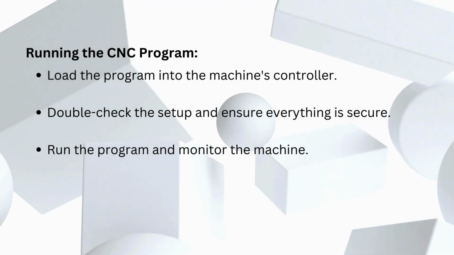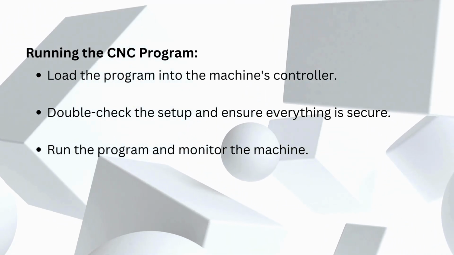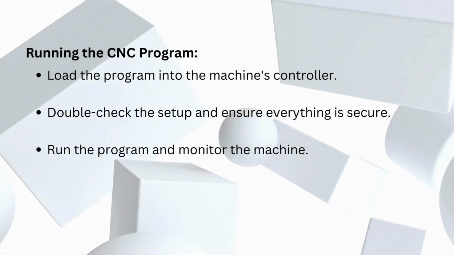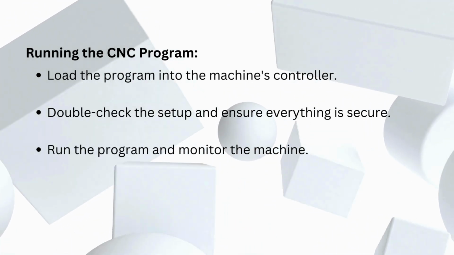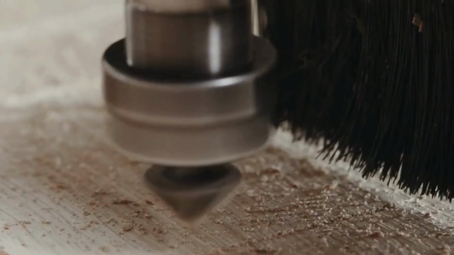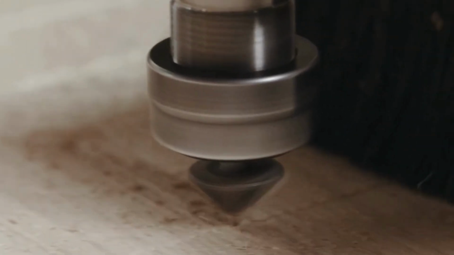Running the CNC program. Load the program into the machine's controller. Double-check the setup and ensure everything is secure. Run the program and monitor the machine. The program is being loaded and the machine is running.